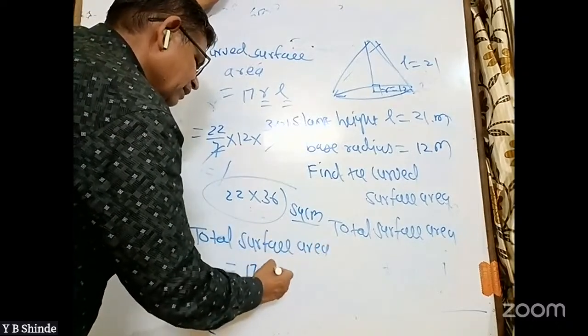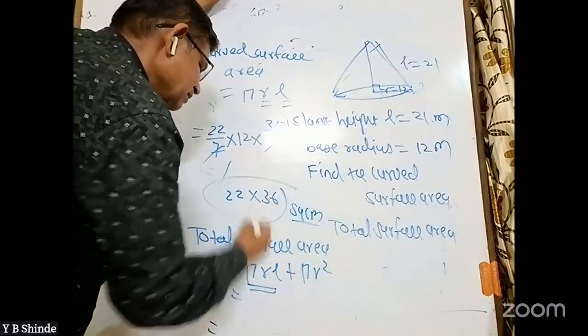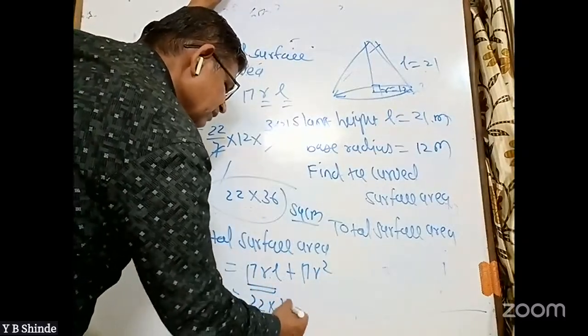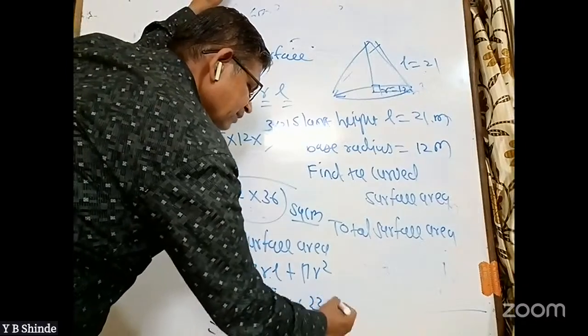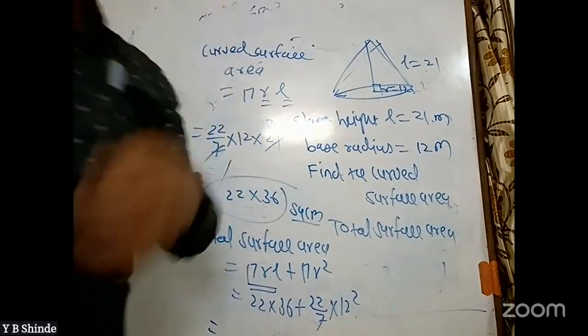What is the total surface area? πRL plus πR square. What is πRL? This is 22 into 36. Plus 22 by 7 into 12 square. Calculation: you will have some problem in calculating it.